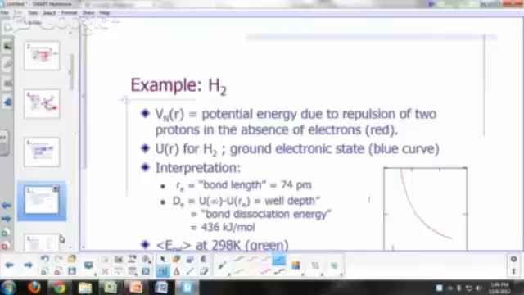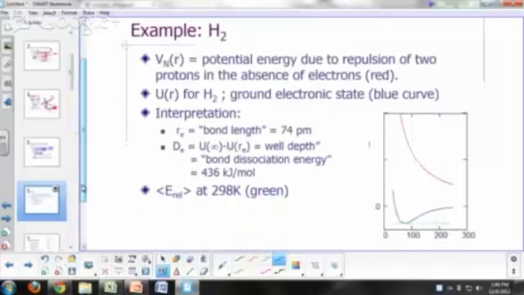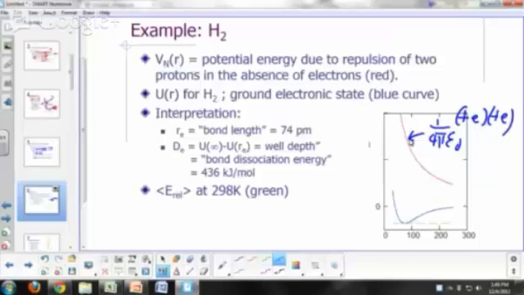All right, let's illustrate that with the case of hydrogen. In this illustration, this red curve is the potential energy of interaction between the two nuclei. So you have 1 over 4 pi epsilon naught, times plus e times plus e, the charge of one nucleus times the charge of the other, divided by the distance between them. This distance is in picometers. That is the potential energy of interaction between two protons.